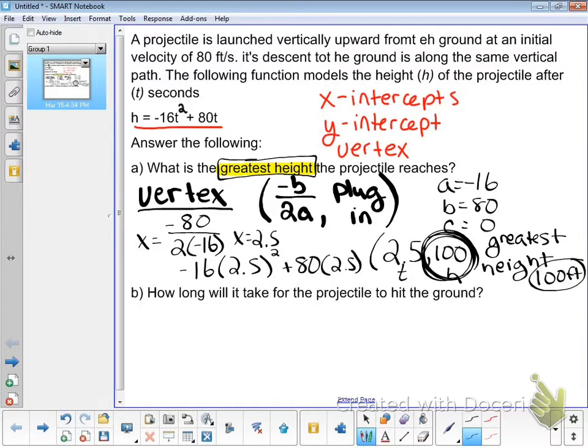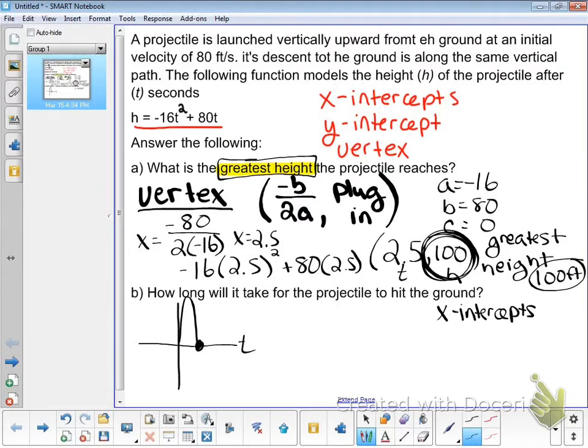All right, now for the next one. How long will it take for the projectile to hit the ground? So I'm thinking, here's my graph. I know my projectile is launching vertically and then it's coming back down. If the x value is my t, I need to know what this point is. That means that I have to look for my x-intercepts.